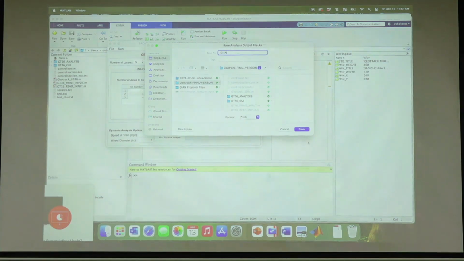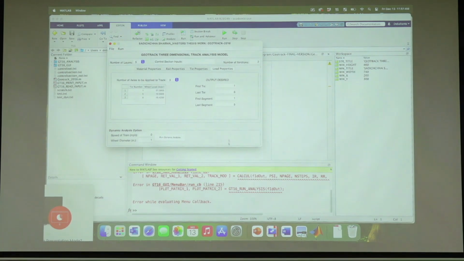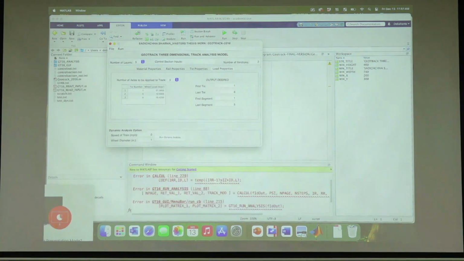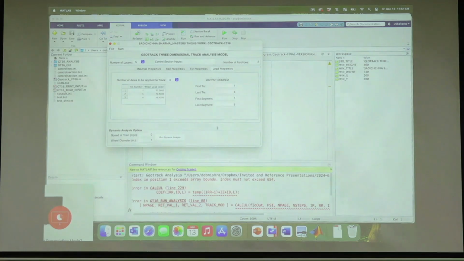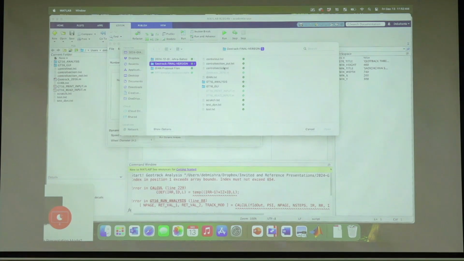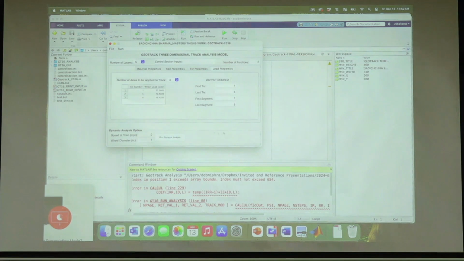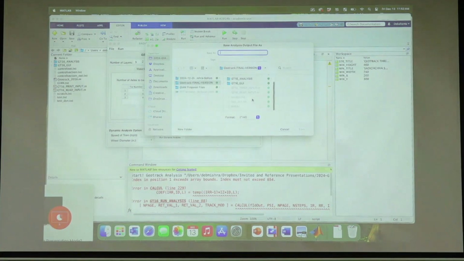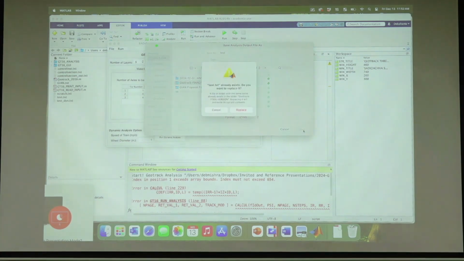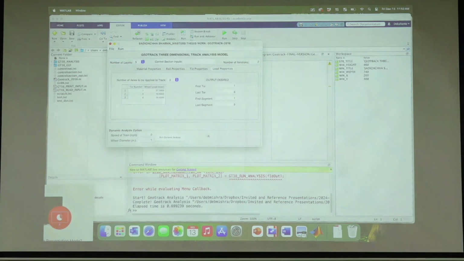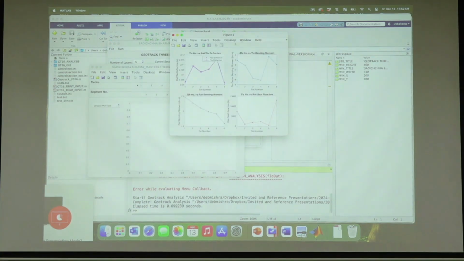I'm going to just save it again. Save. Oh my God, what the heck just happened? I just ran it right now. File open. Okay, good. Thank God. I think I did something wrong previously.